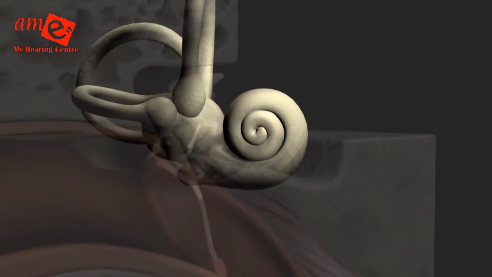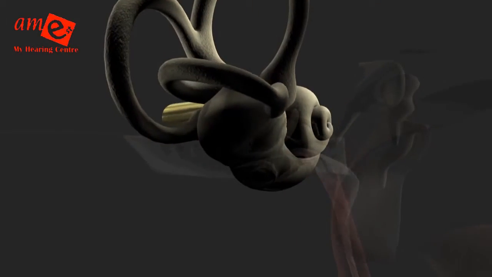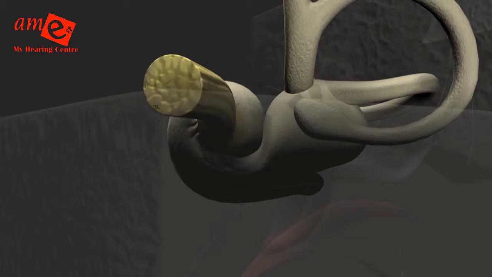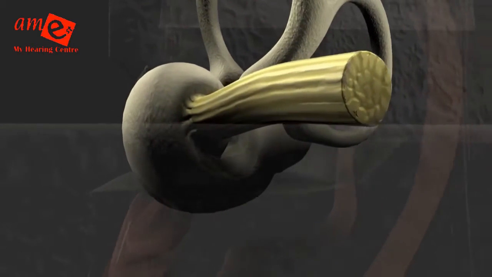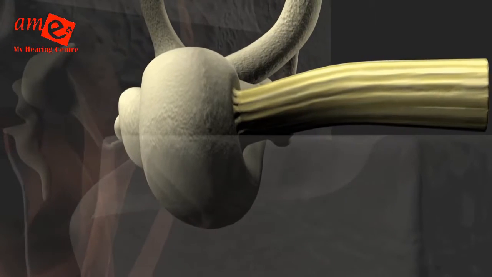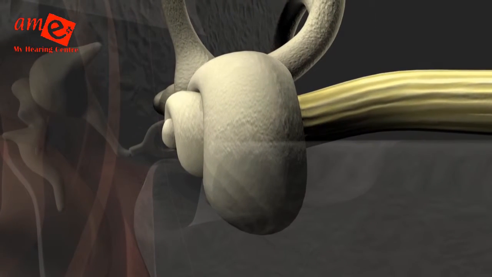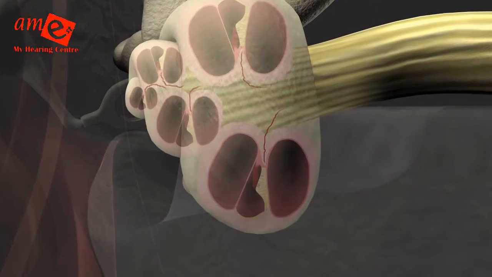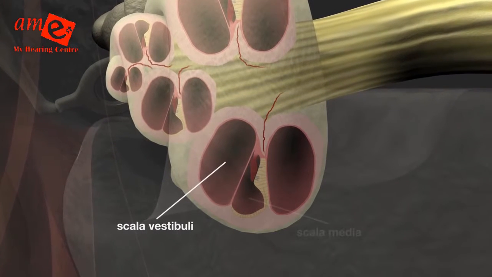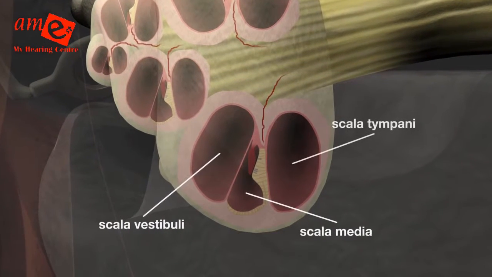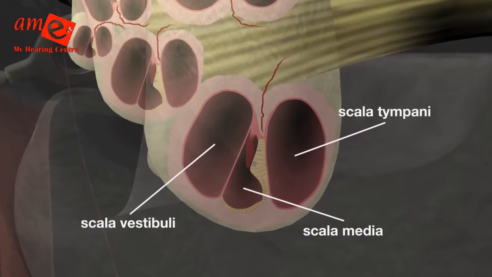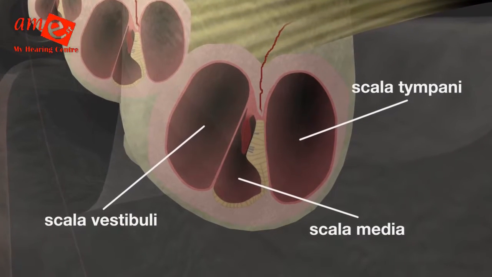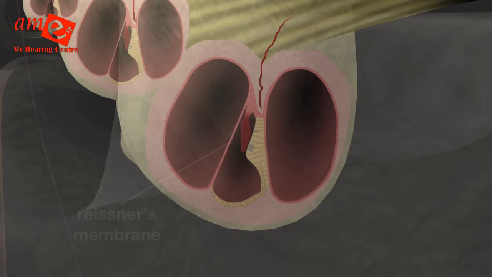The cochlea looks like a snail shell. It is wrapped around the acoustic nerve. The cochlea is split into three distinctive sections: the scala vestibuli, the scala media, and the scala tympani. The scala vestibuli and scala tympani contain fluid. The scala media contains endolymph fluid.